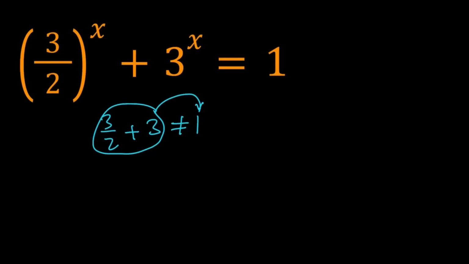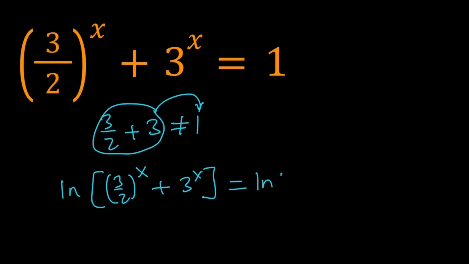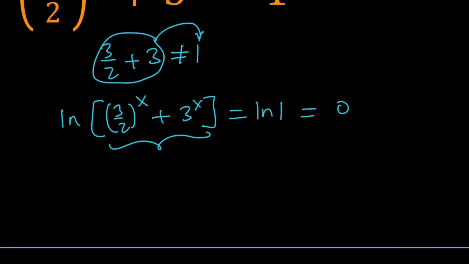Or can we log both sides? So some people say, hey, for exponential equations, why don't you just ln both sides, right? If you ln both sides, then you're going to get something like this, and that's going to equal ln 1, which is 0. So that's kind of nice. But then what happens to this? Is that equal to ln (3/2)^x plus ln 3^x? Are they equal? And that's not always true.